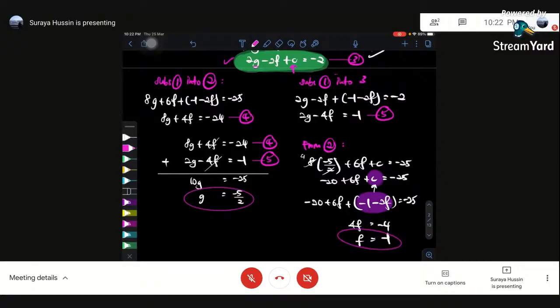So, we already have g and we already have f. And what is our c then? Therefore, our c is -1 minus 2f. So, it equals -1 minus 2f. 2f here, f is -1, right? So, your c is actually 1.